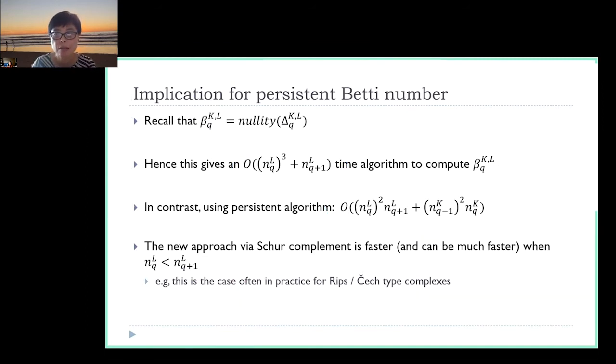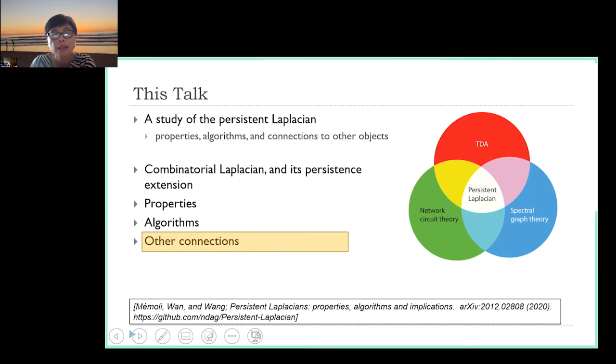Questions? All right. So this is how we compute. So now we see some basic properties of the persistent Laplace operator and also how to compute that.